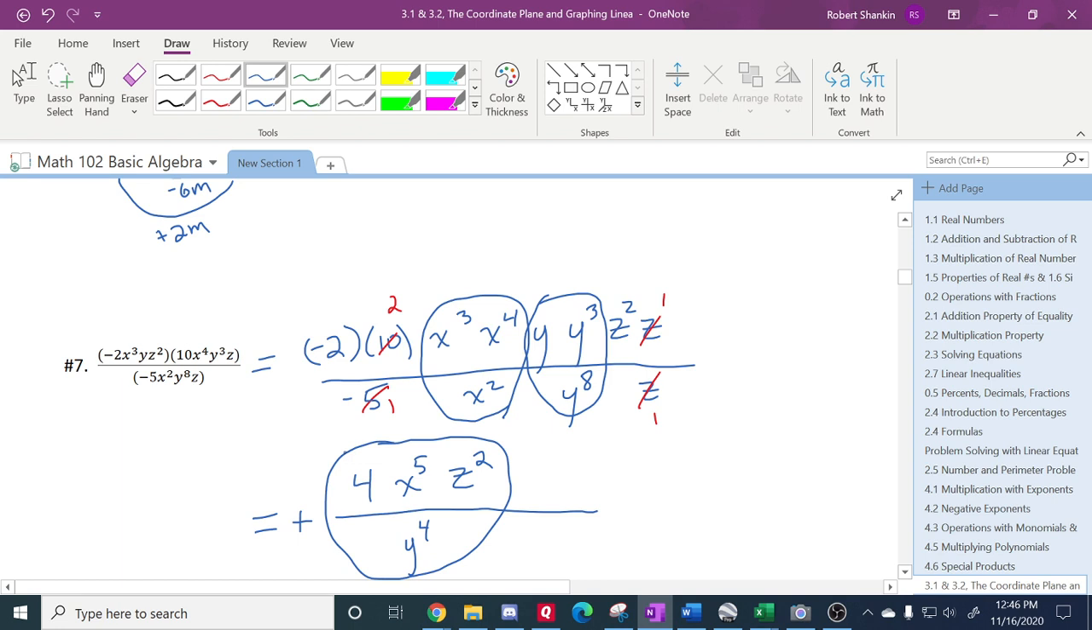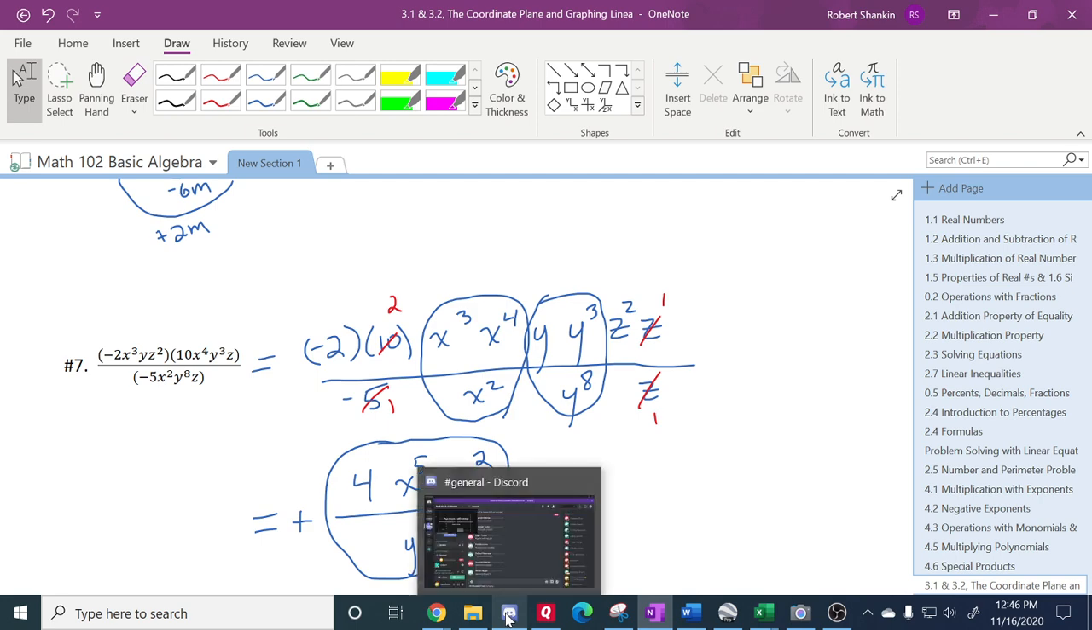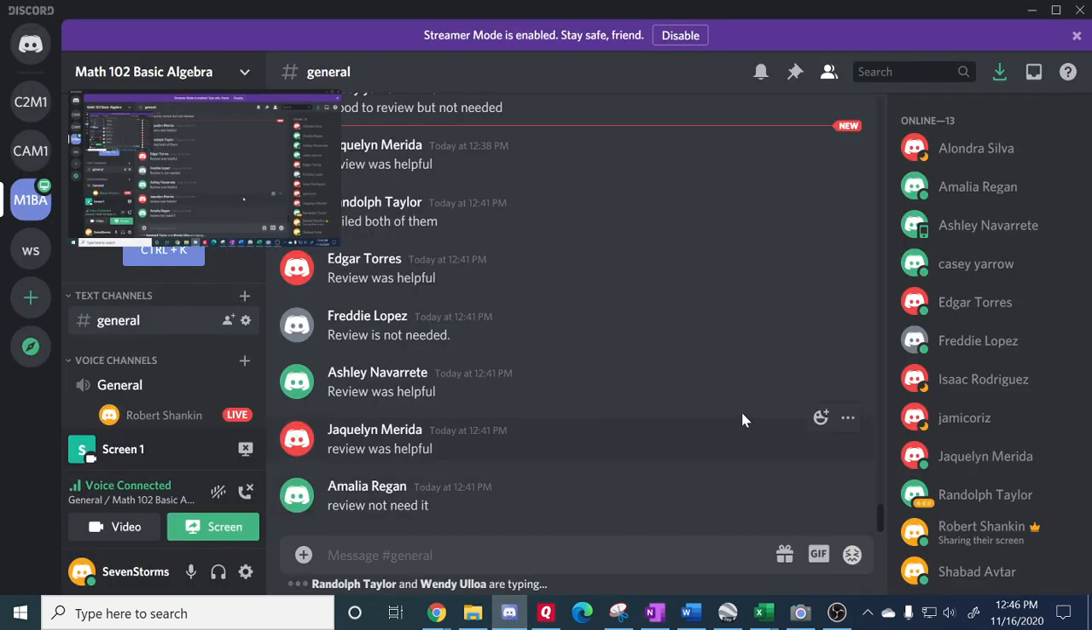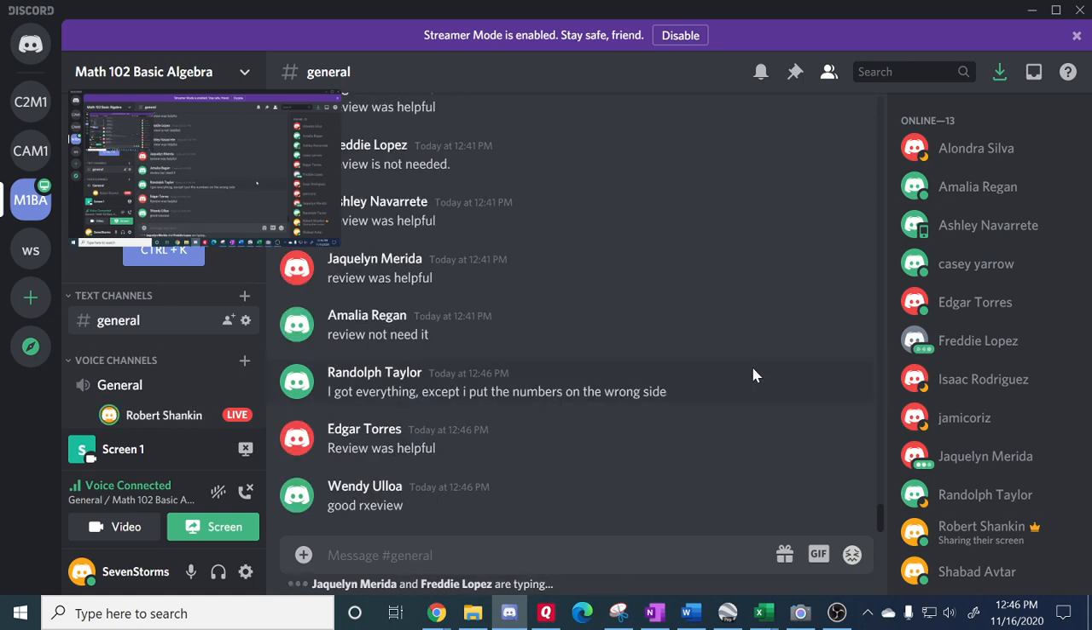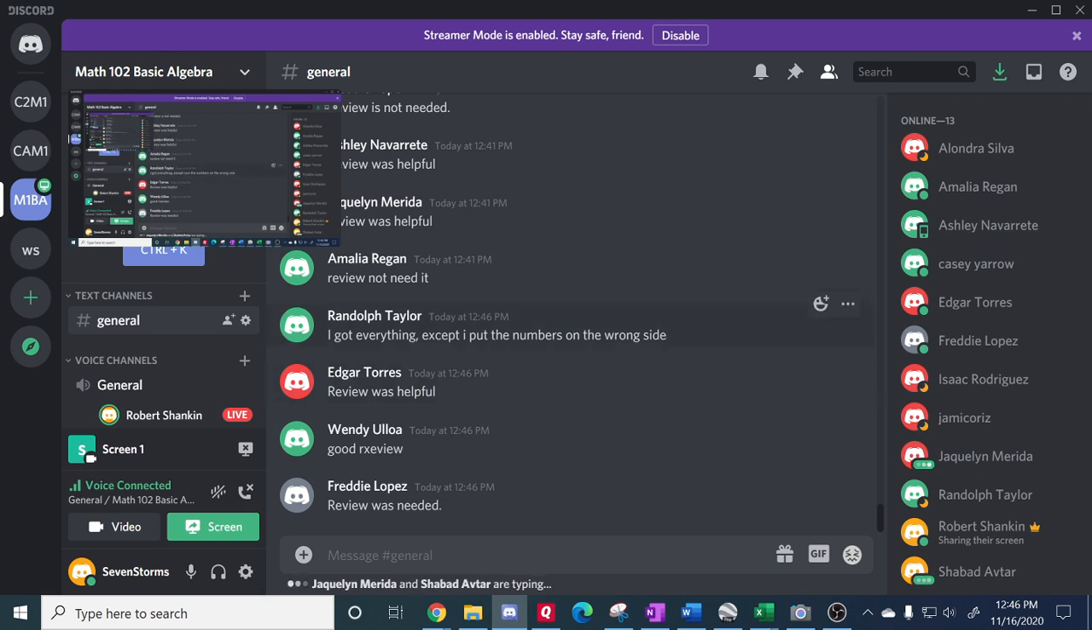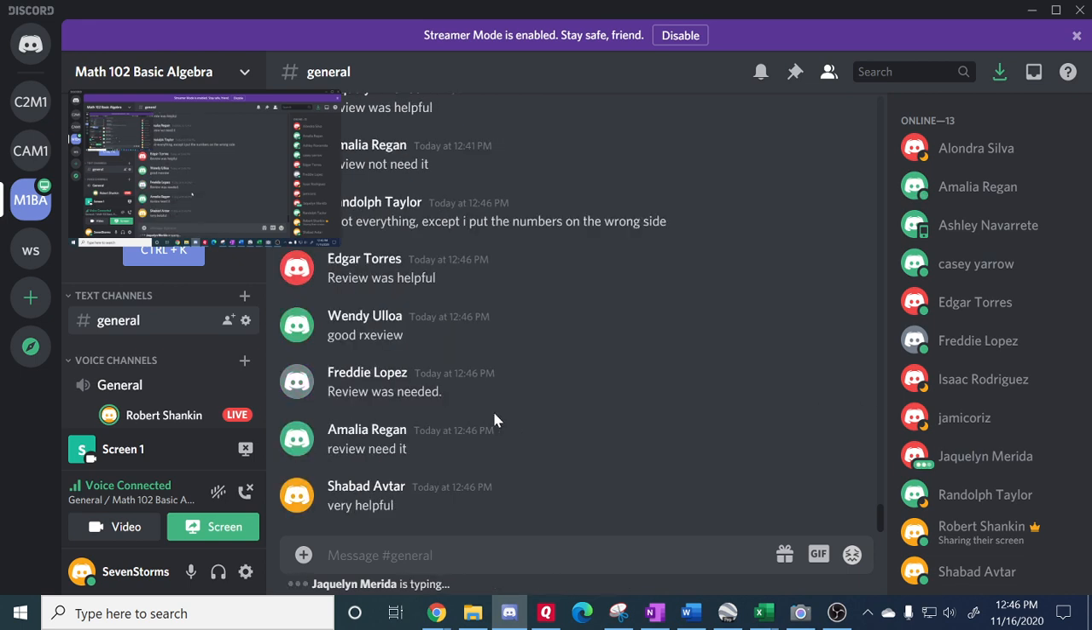Give me a little feedback on number 7. Oh, maybe on the wrong side of the fraction, Randolph. Some on the top, they're supposed to be on the bottom. Yeah, that can focus on that.